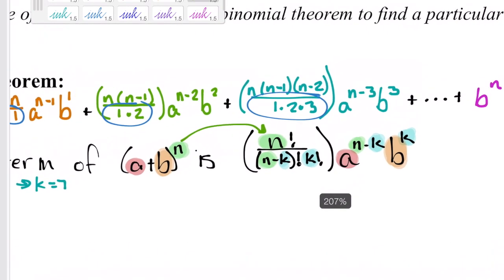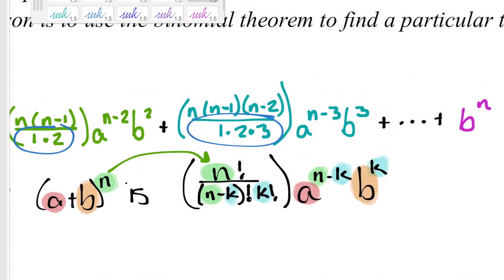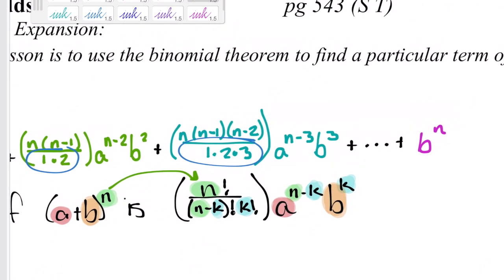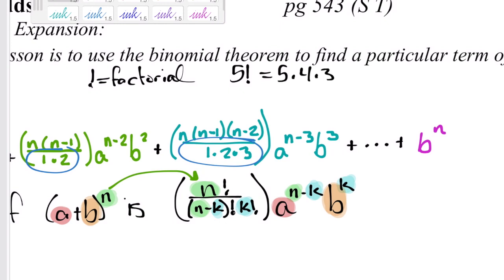And the little exclamation point, most of my students should have seen this before. This is called a factorial. Briefly, that means that if we have something like 5 factorial, we're looking at 5 times 4 times 3 times 2 times 1, and then we stop there.